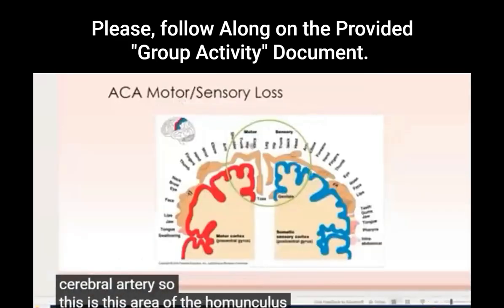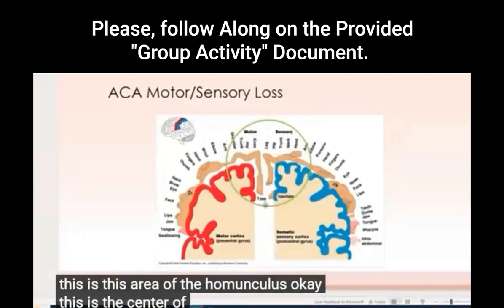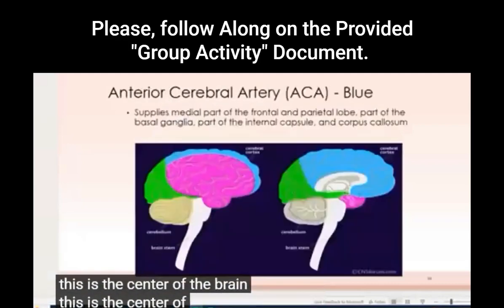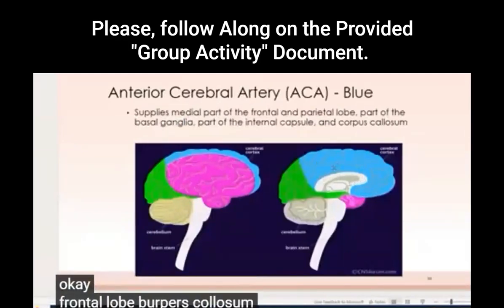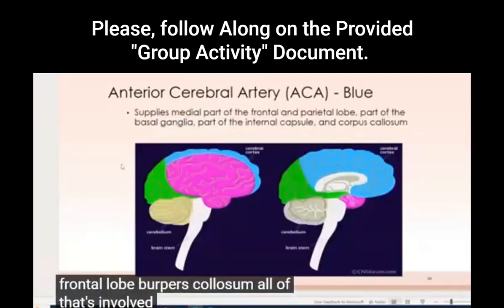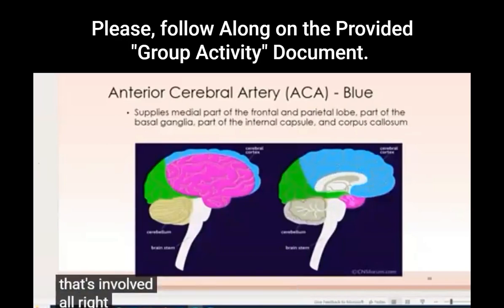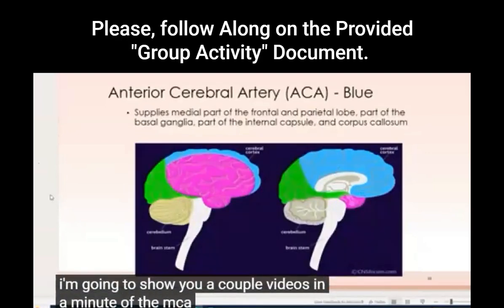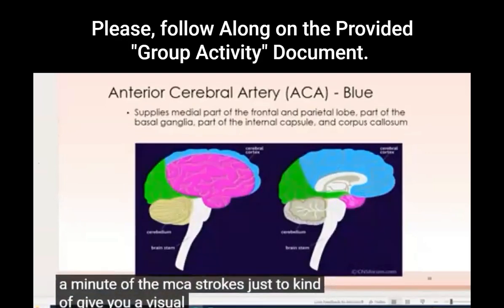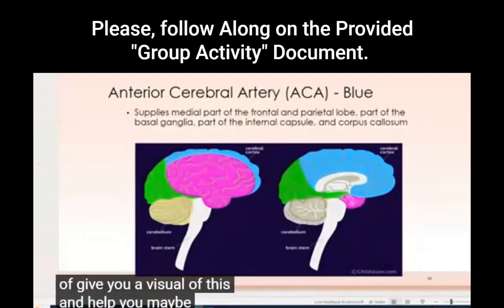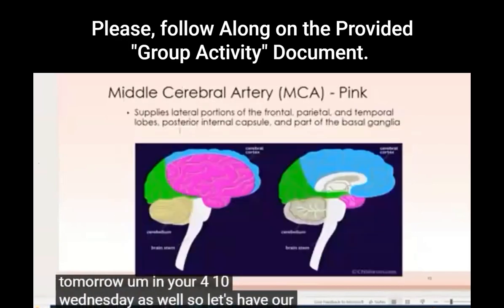This is this area of the homunculus. This is the center of the brain. Frontal lobe, corpus callosum, all of that's involved. All right, moving on. I'm going to show you a couple of videos in a minute of the MCA strokes, just to give you a visual of this and help you. So let's have our patients.